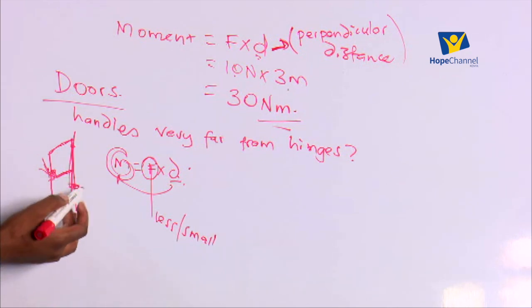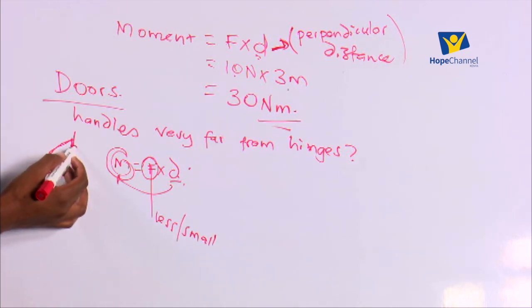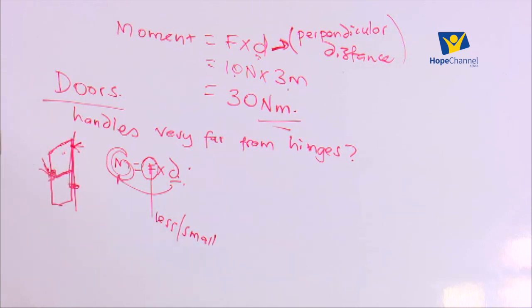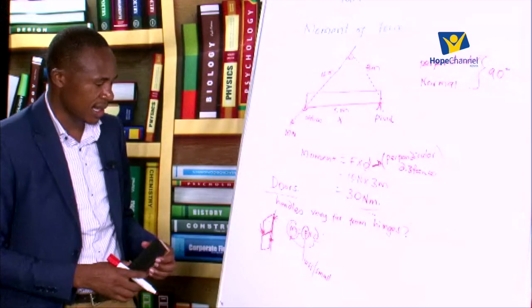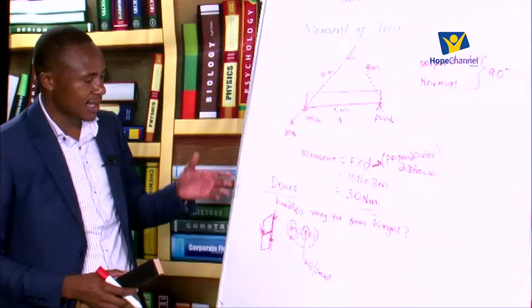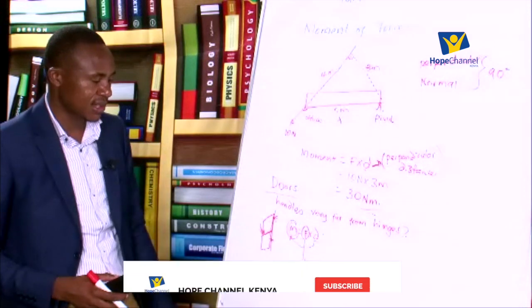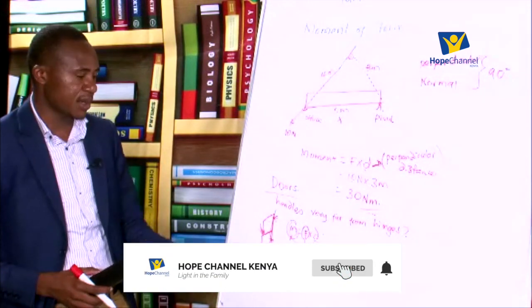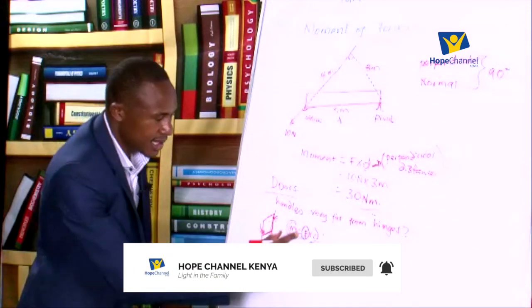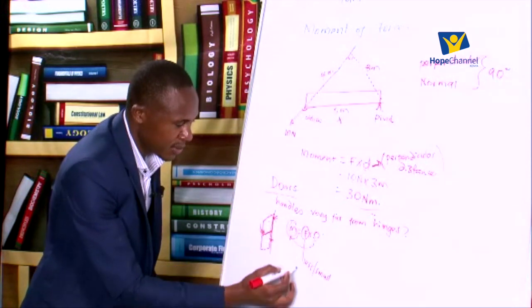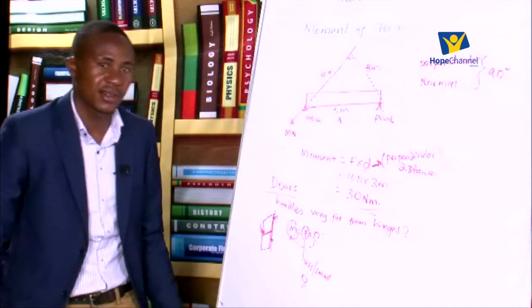Actually, if we exert a force on the hinges themselves, even if the force is very big, we cannot open the door. You just make a trial there at home or wherever you are, exert a force on the hinges and try to open the door. Even if you push with a tractor, it's not possible. You cannot open it, simply because the distance at the hinges will be zero. So however much the force will be big, the moment will be zero, so it will not have a rotation, so the door cannot open.